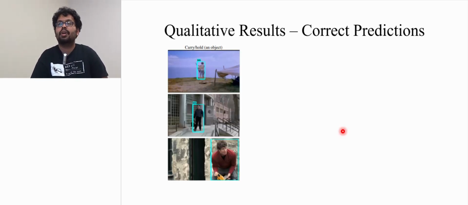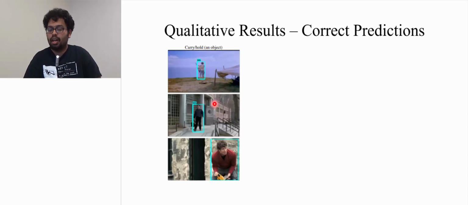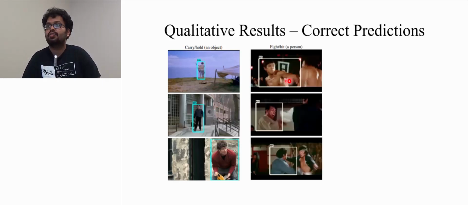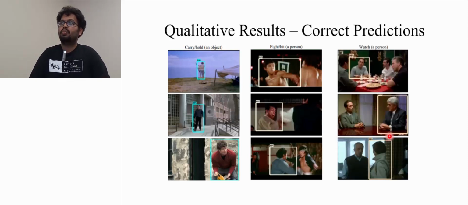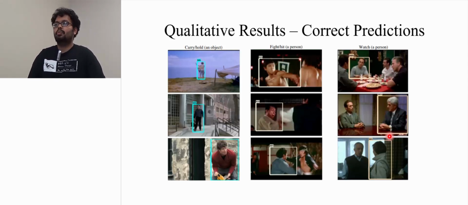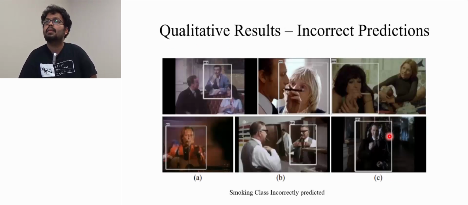So here are some of the correct predictions. As we can see here, the action here is holding or carry, and here is fighting, where the localization has been very good, as well as watch. In watch it is important to understand the contextual information also when we try to categorize this particular action.